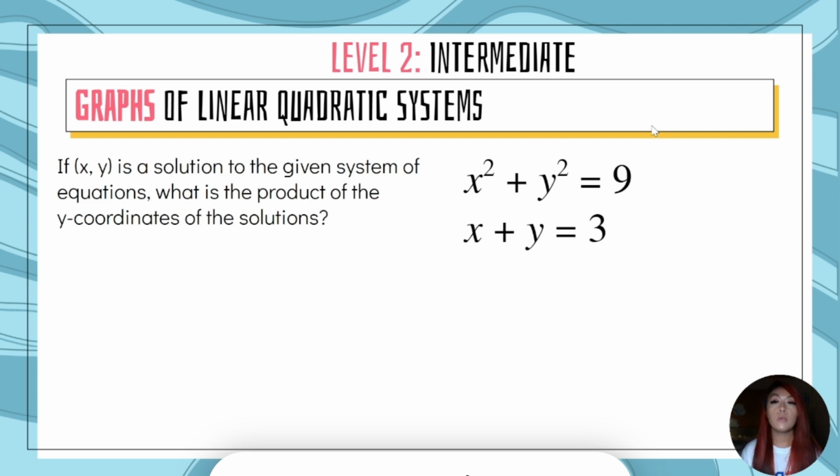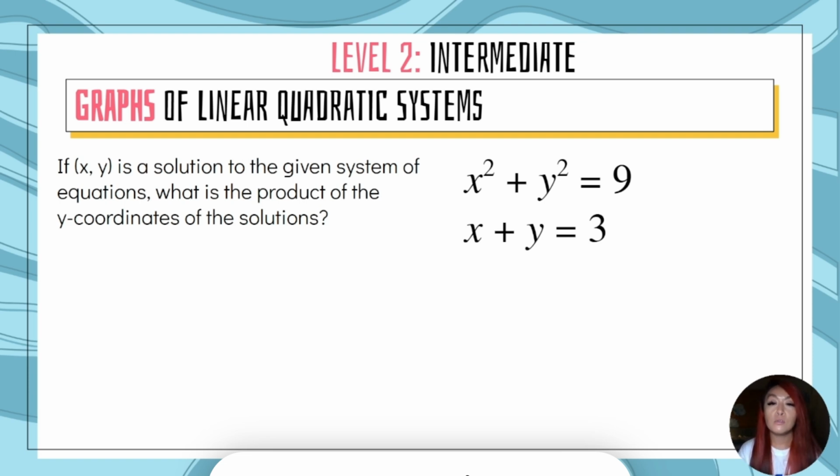In Level 2, we'll look at the graphs of linear quadratic systems. So graphing is actually always my preferred method of solving. I think that looking at something visually is the best way to learn, but I'm a visual learner in many ways, so that's just my opinion. So let's take a look at this question here.